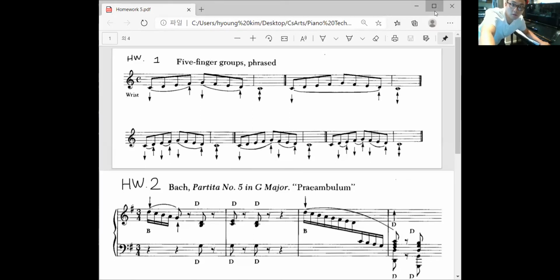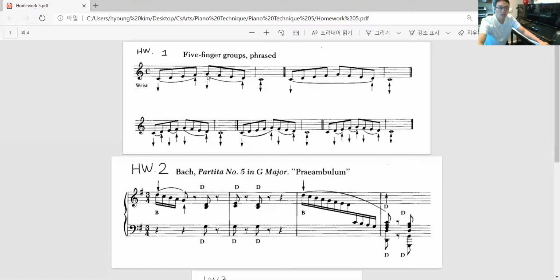Okay, here we go. The first one is, when you see the first slur from homework number 1, from C to F, I would say it's a small phrase. So the phrase starts from C and ends with F. So your wrist is lower at C and higher at F.